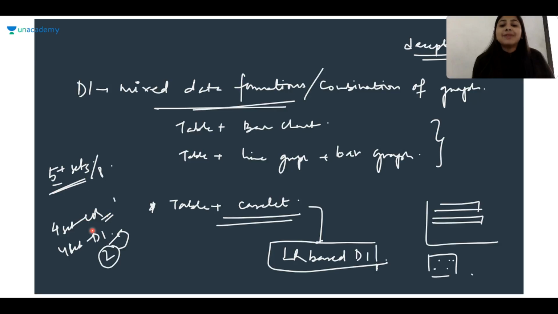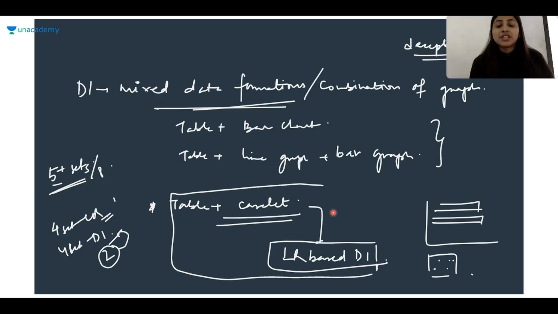Right? So you can't be half prepared with just one section. You will have to be equally prepared with both sections. Okay, so let's start now. This LR-based DI is a special case of mixed data format or combination of graphs where a table plus a caselet is mixed together. So let's start. Let's see some questions.